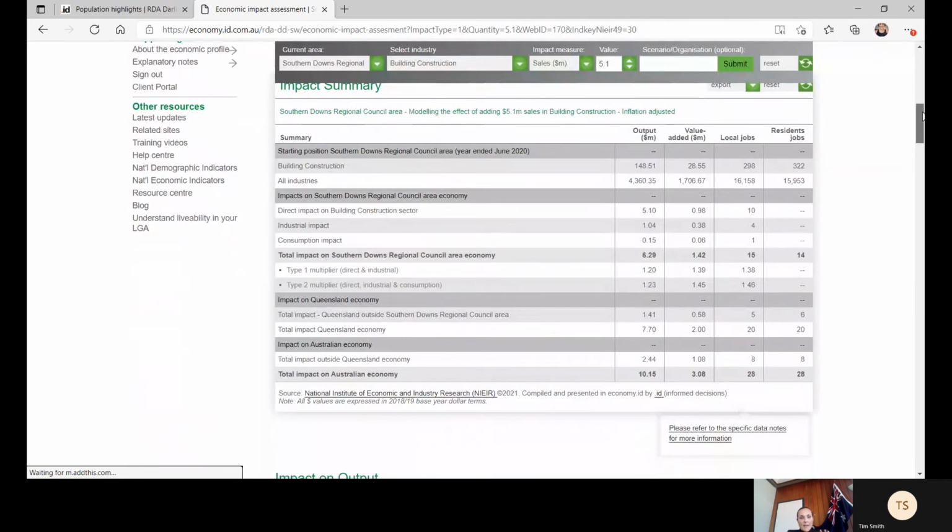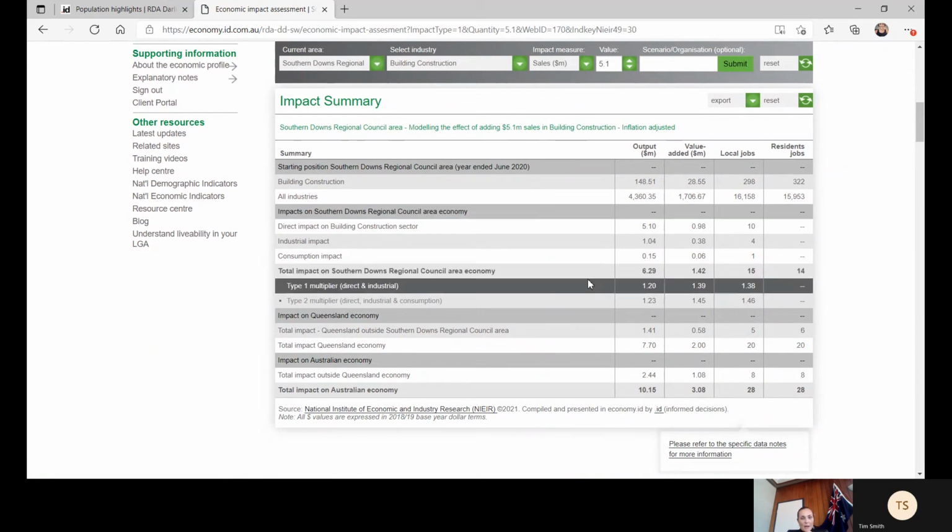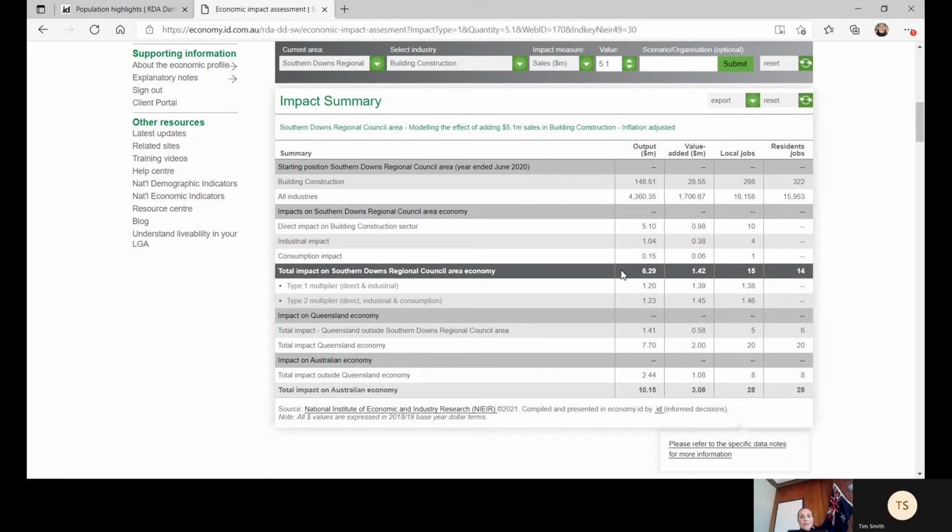And what will happen is we come out with these outputs. I'm not going to run through it all in detail, but what it will tell me is the total impact on the Southern Downs Regional Council area is actually 6.29 million. So we start with 5.1 million. We then go to our industrial impact, which is our supply chain impacts. Then we've got our consumption impact, as people who are working on the project spend their money through the community. So this is where we come out with those figures. This is what people talk about when they say we use the ID products to attach to our grant applications to say this is the value of this project to our community. So that's that total impact on Southern Downs.